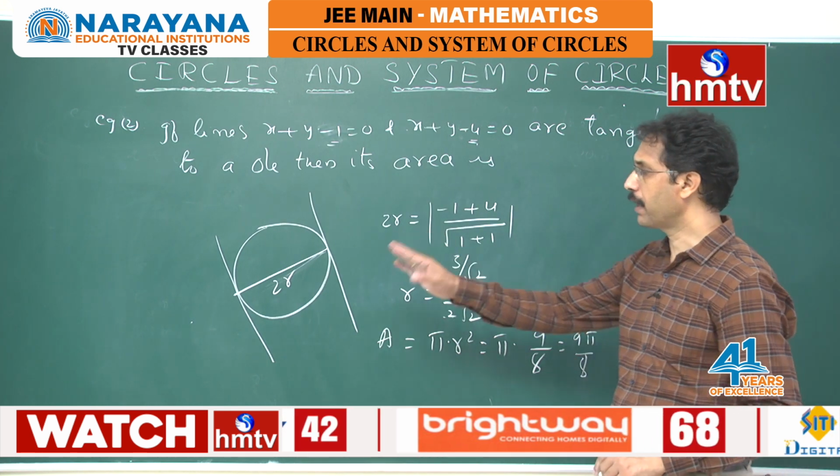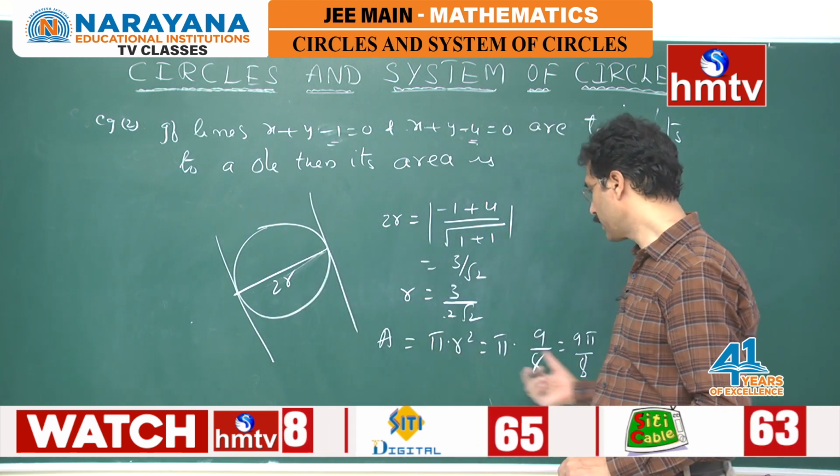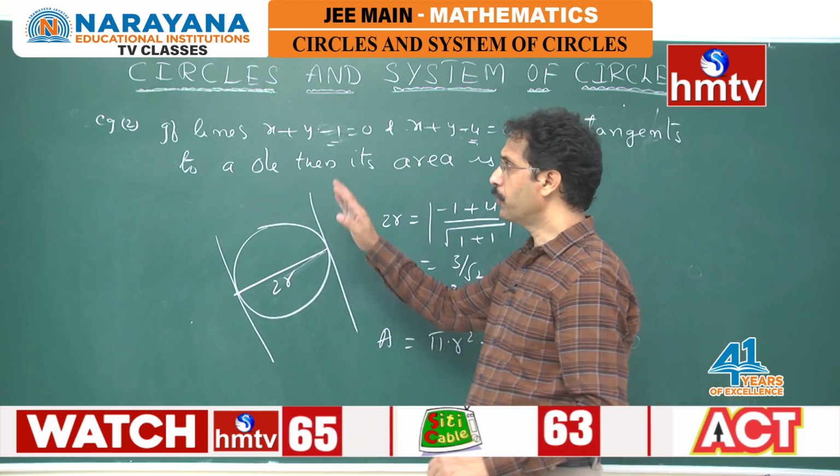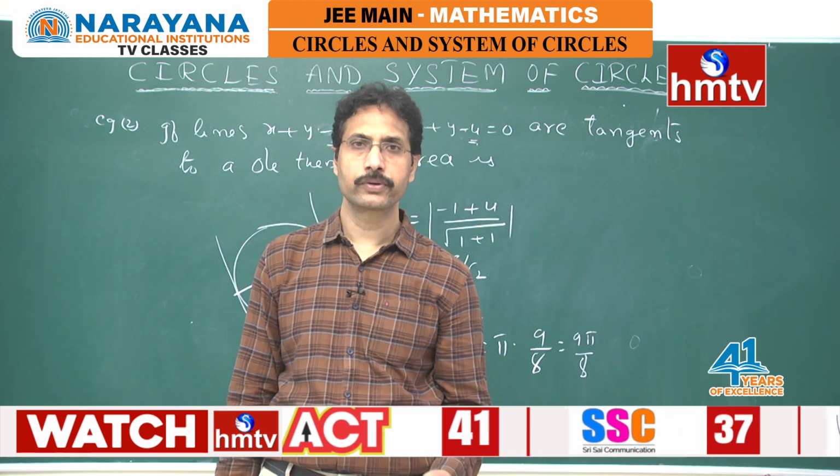In this way, when parallel tangents are given, we can find the diameter as the distance between them, and the area can be obtained. Okay, this is about tangents, normals and basic problems. Further problems we will continue in the next class.